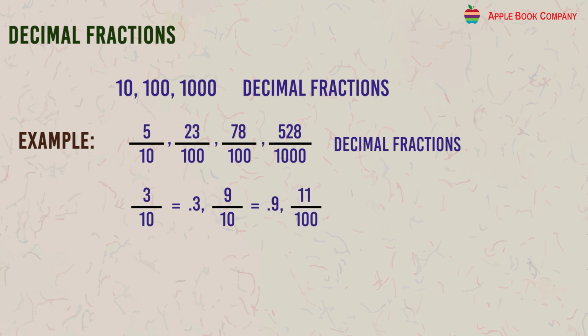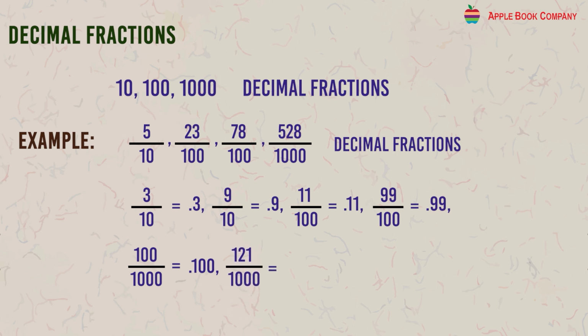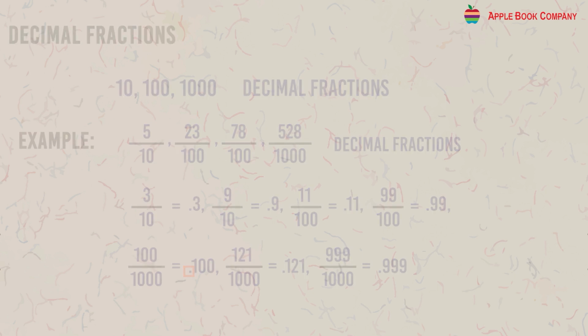11 by 100 is equal to 0.11, 99 by 100 is equal to 0.99, 100 by 1000 is equal to 0.100, 121 by 1000 is equal to 0.121, 999 by 1000 is equal to 0.999, etc. The dot in a decimal representation is called decimal point.